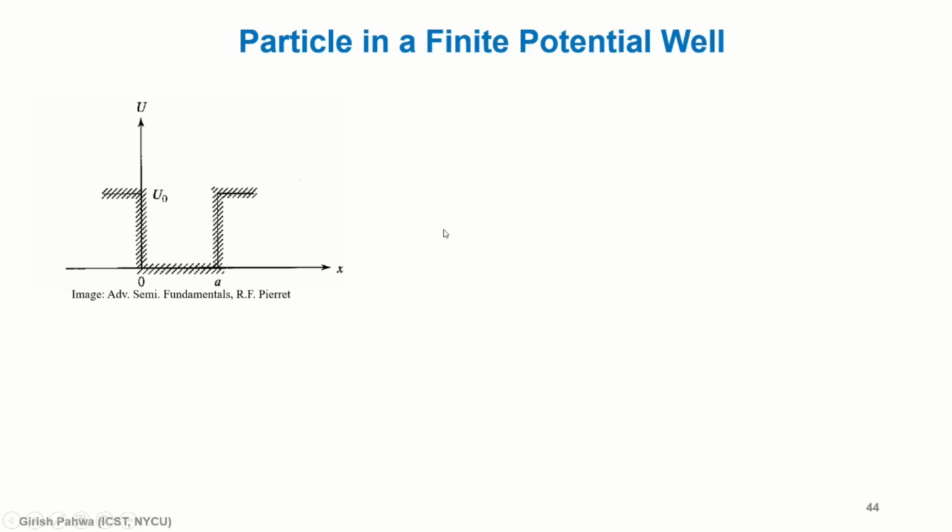Which regions do we have? We have a region from 0 to A, a region x greater than A, and a region x less than 0. We have three regions, and in the three regions I have two values of the potential. In x less than 0 and x greater than A, the potential is the same, it's U naught, and from 0 to A it is 0.